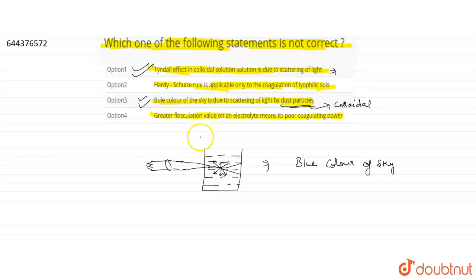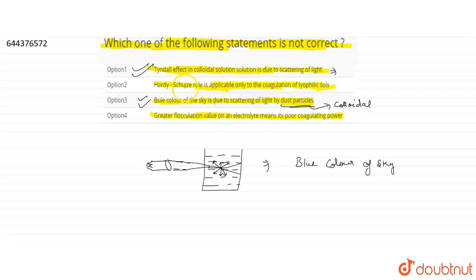When we throw light from a projector in a cinema hall, we can easily observe the Tyndall effect. When placed in the dark, this light gets scattered by the dust particles present in the air. So this is a very basic example of the Tyndall effect, and the first and third options are the correct statements.